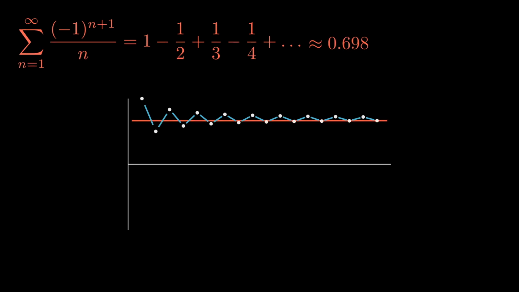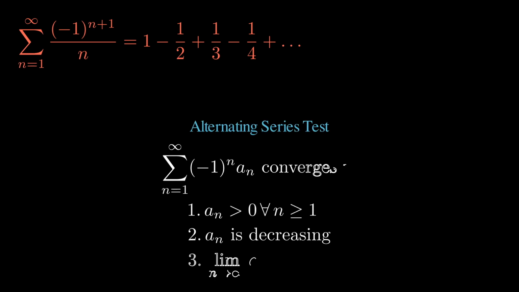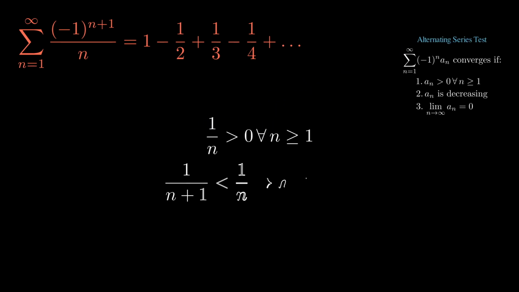To prove its convergence, we can use the alternating series test. This states that as long as three simple conditions are met, any alternating series will converge. The first is that every term, ignoring the (-1)^(n+1), is positive, which is true for 1 over n.